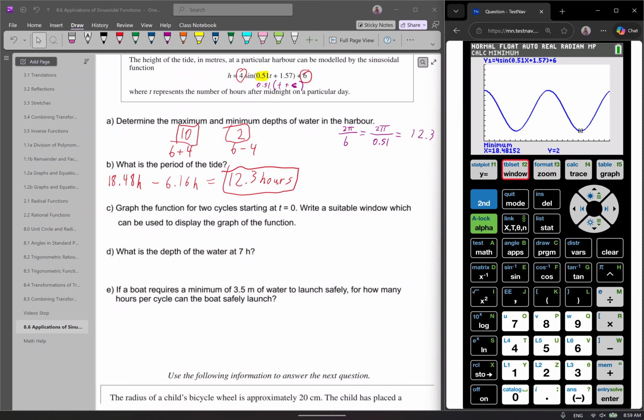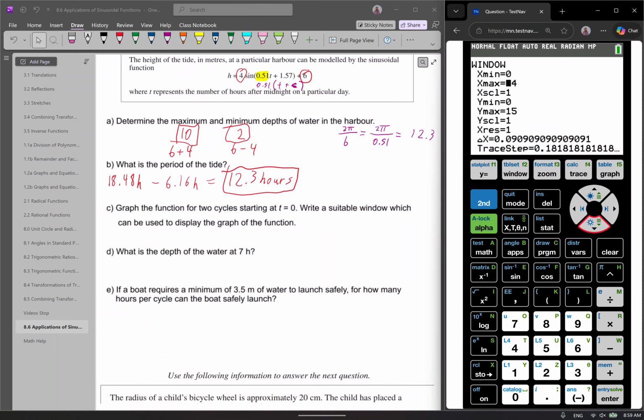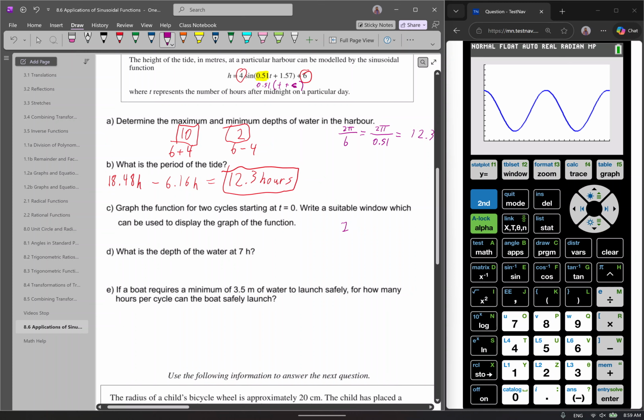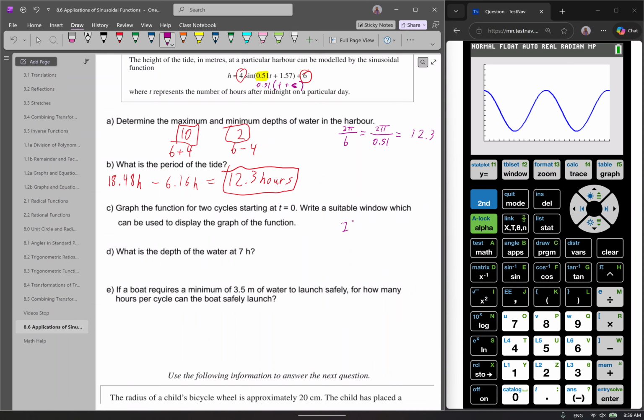Well, if we need to get 2 cycles, we need to make sure our window settings can show the 12.3 doubled, because that's 1 cycle, so we need to double that. So we're just going to make it 25, and that could be a suitable window. So 24.6, right? But I'll just do 25.